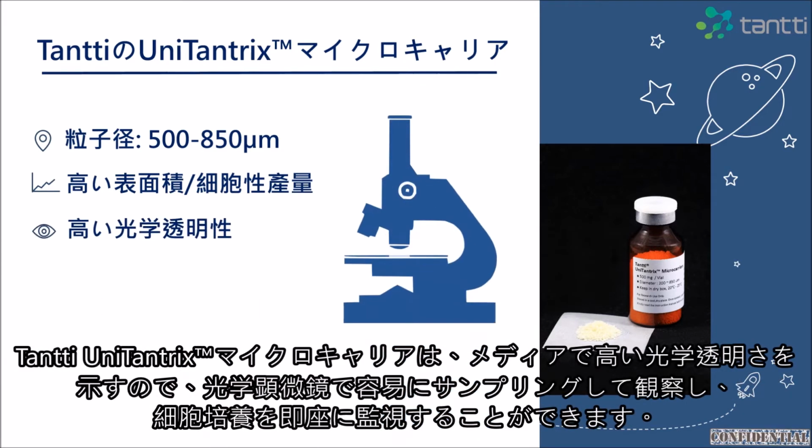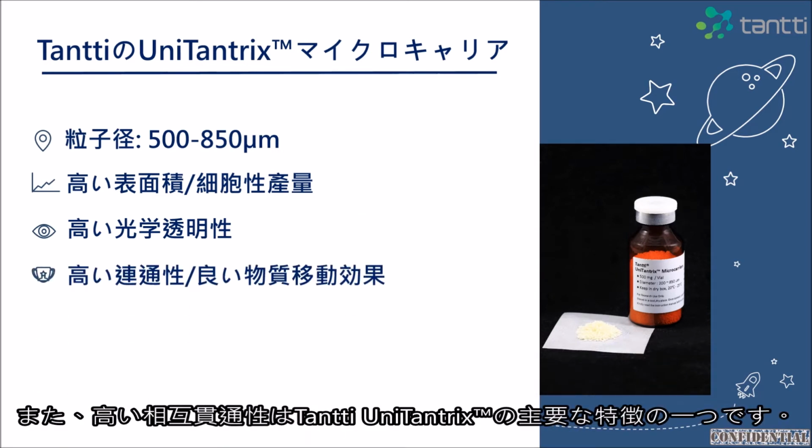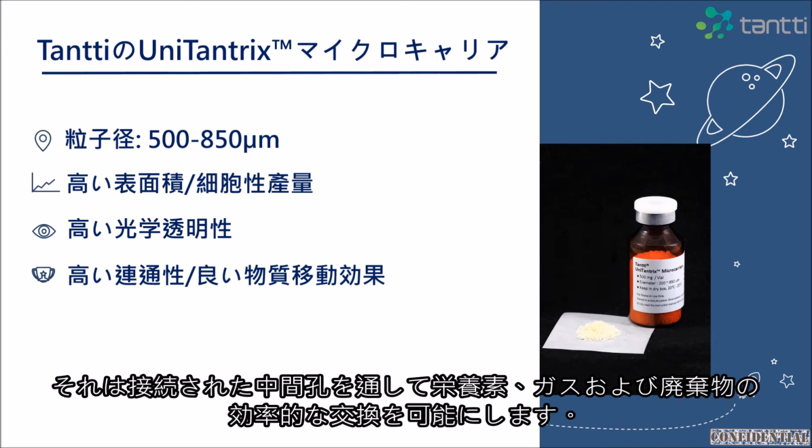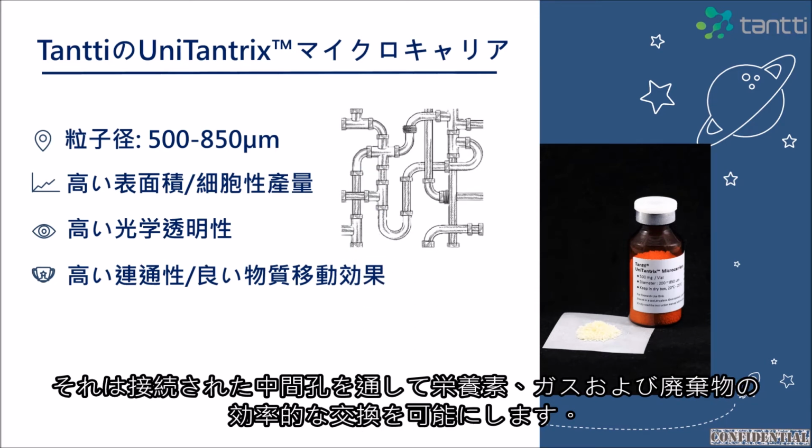TAN-T UniTantrix microcarriers show high optical clarity in the media, so it can be sampled and observed easily with an optical microscope to monitor cell culture instantly. High interconnectivity is also one of the main features of TAN-T UniTantrix. It allows for efficient exchange of nutrients, gases, and waste through connected interpores.